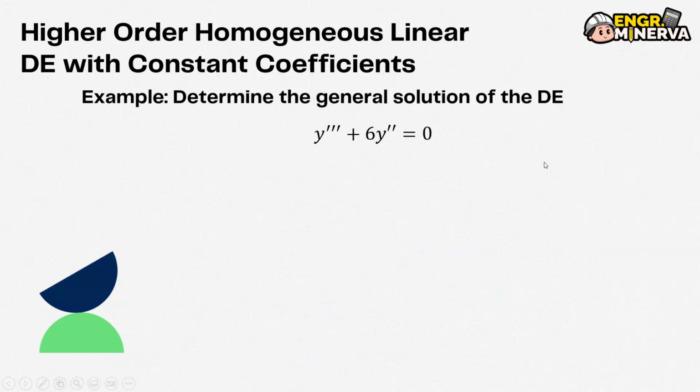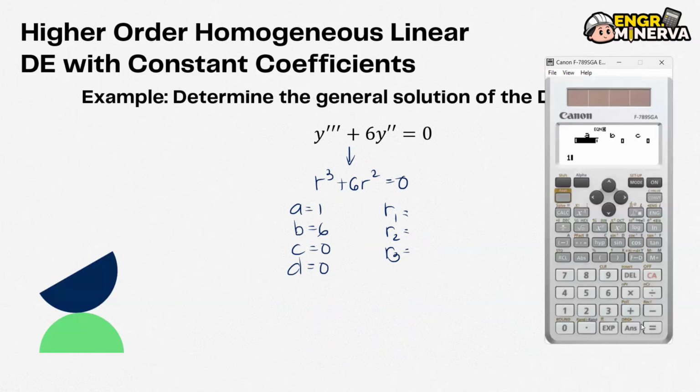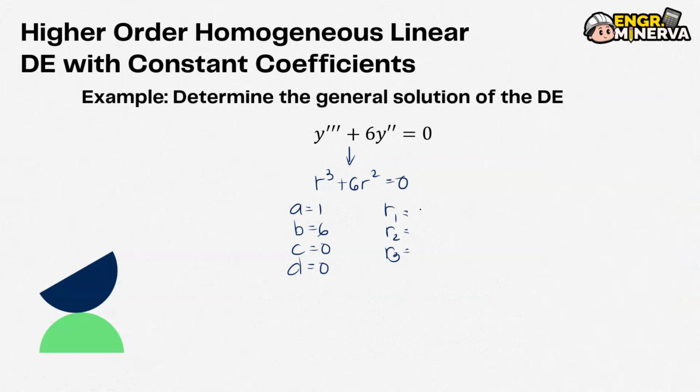Next example. Okay, so we have this one. R cubed plus 6r squared equals 0. So A is 1, B is 6, C is 0, and D is 0. So we have three roots. 1, 6, 0, 0. Negative 6 and 0. So negative 6 and 0. There are only two roots displayed.